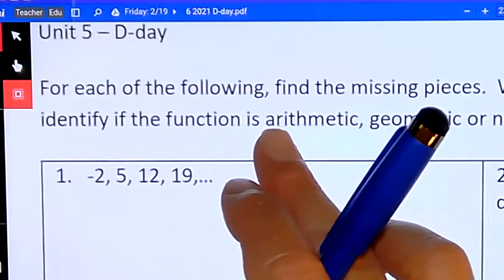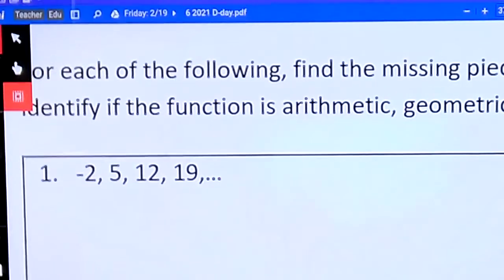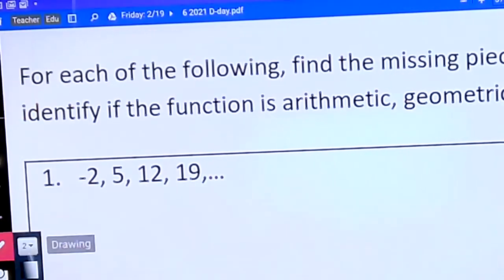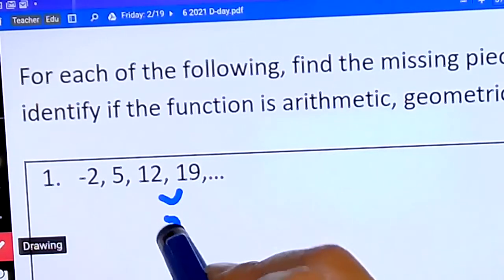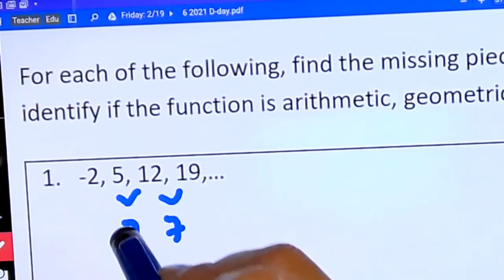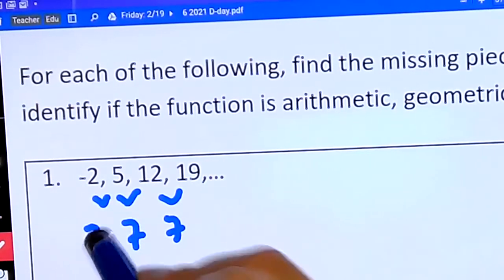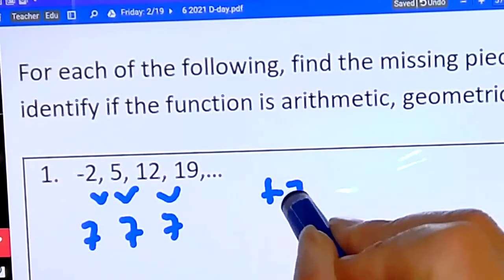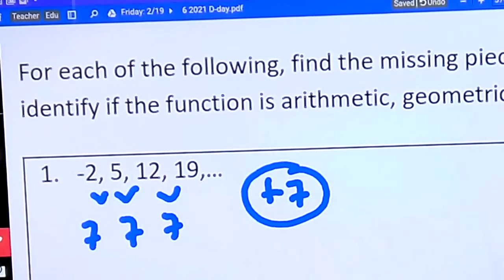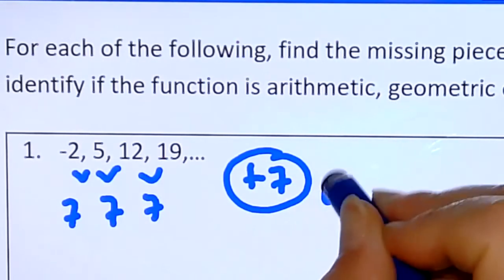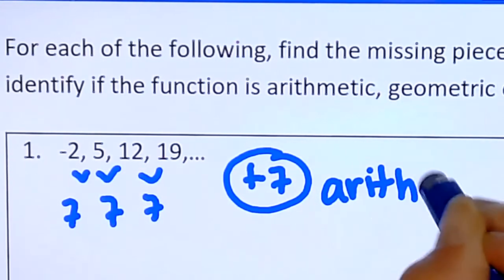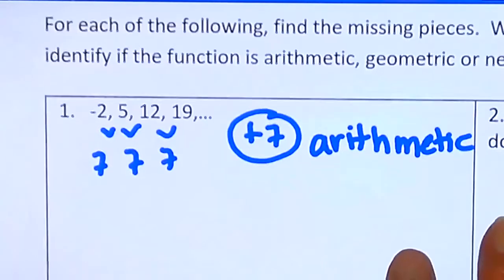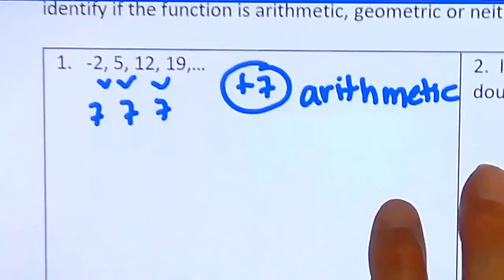So when we're looking at this particular sequence, we need to decide what we're doing. Looking at this, I notice that we're adding 7 in each of these. Since we are adding 7, that means this is going to be arithmetic. And so let's answer the other questions they have here.